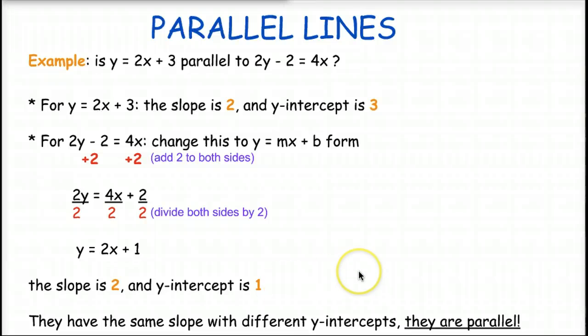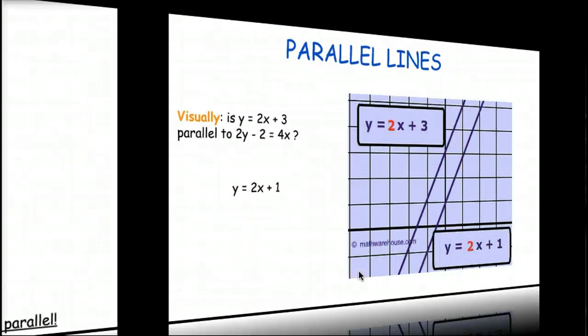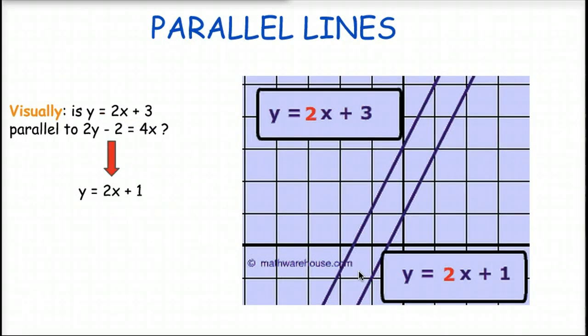They are parallel. The key is, look at your slopes. Are your slopes the same? Most likely, your lines are parallel. Let's look at this visually. So here's our two equations that we found, y equals 2x plus 3 and y equals 2x plus 1. Look at how they sit on the graph. Visually, they do look parallel, but we can confirm this by noticing the slopes. The slopes are the same. They're both 2.